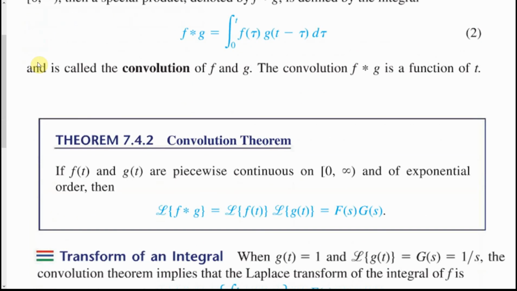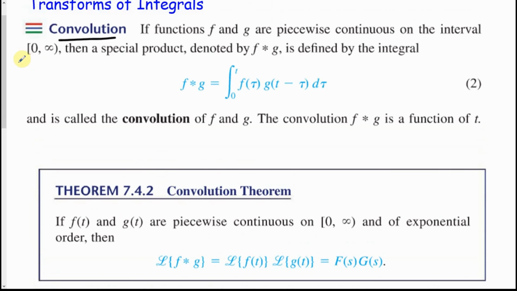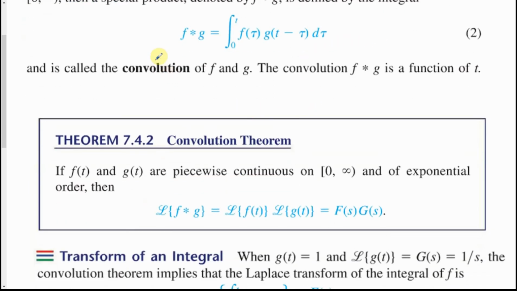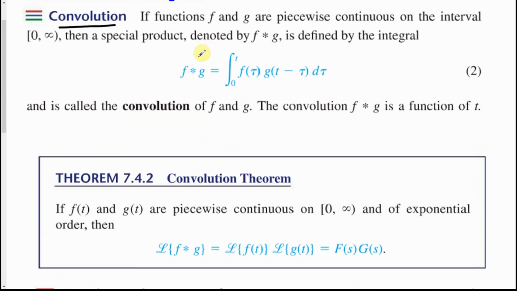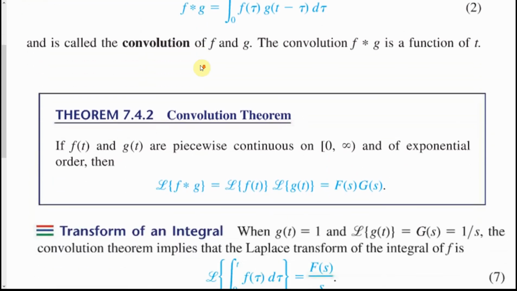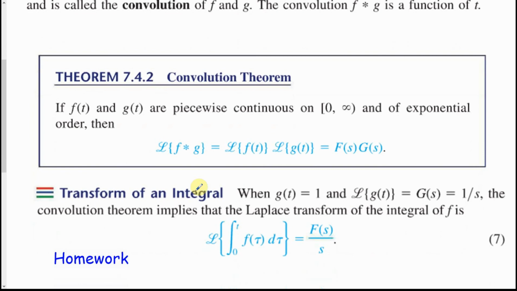Now, the really cool thing is if you have the convolution of two functions, which is defined by this integral, and you take the Laplace transform of this special product, then that equates to the product of the Laplace transforms of the individual functions, which is very easy. Now, if you have the Laplace transform of the integral of a function, then the first function is understood to be 1.